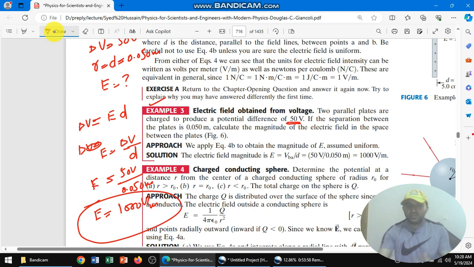One more thing: we ignore the negative sign because we only need the magnitude of the electric field intensity. So no need to write the negative sign. The negative sign only shows the direction, when the charge moves from point A towards point B, or when it moves from high potential towards low potential, so we introduce the negative sign. But no need to write it here because we only need the magnitude of the electric field intensity E. Okay, thank you.